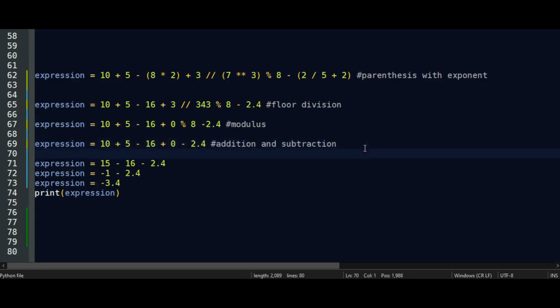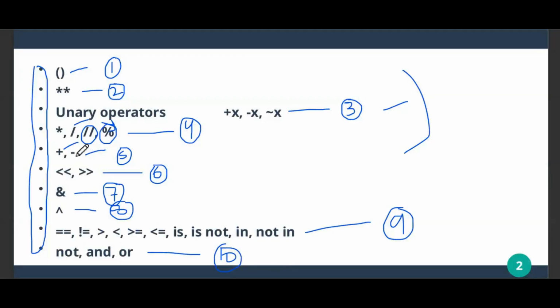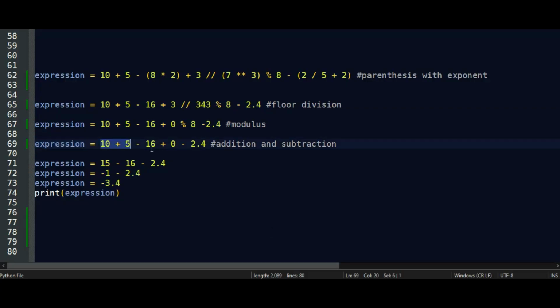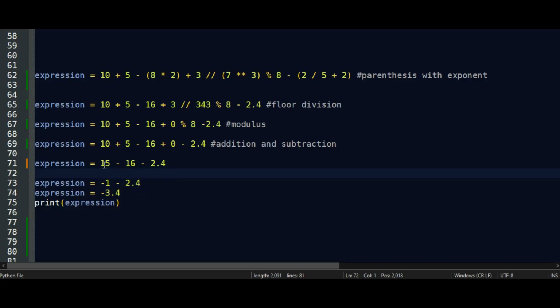Now you have to perform first addition, then subtraction. See the chart here, first addition, then subtraction. So perform the addition, 10 plus 5 gives us 15. That remains minus 16, same here. And 16 plus 0, another addition, will give you 16. And then minus 2.4. Okay, and then we have only one operator, that is subtraction. So do that. 15 minus 16 will give us minus 1 and minus 2.4, and you will get the answer minus 3.4.